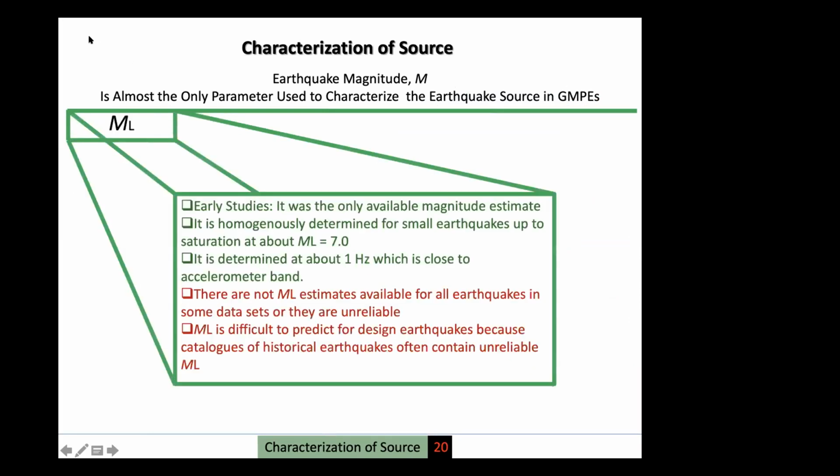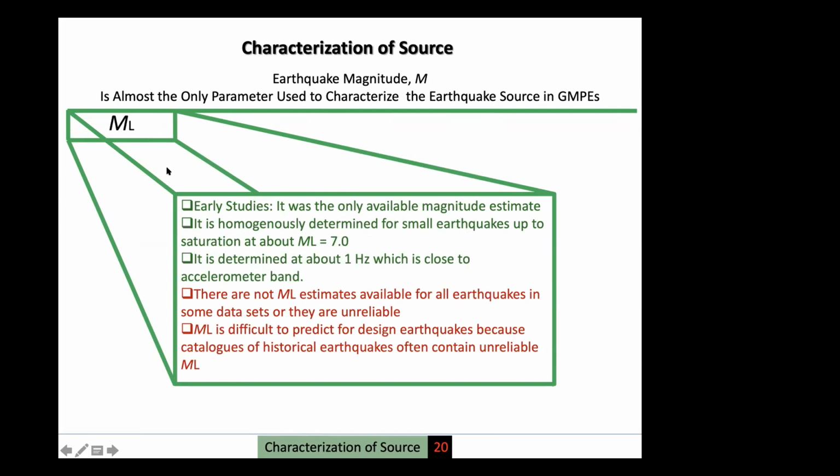So here we will discuss how we usually characterize this source. It's usually through earthquake magnitude. It's almost the only parameter used to characterize the earthquake source in GMPs. So we have many different definitions of earthquake magnitude. For example, you are probably familiar with ML, and we are not going through all these different definitions, but we will briefly introduce them. I don't know if you're already familiar with them or not.